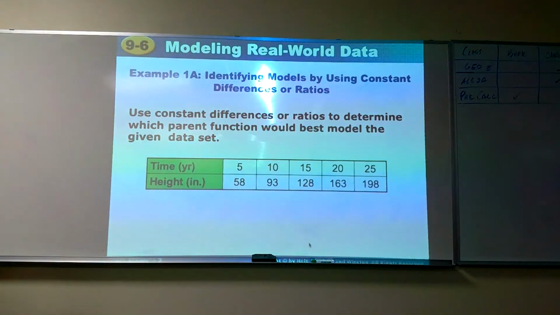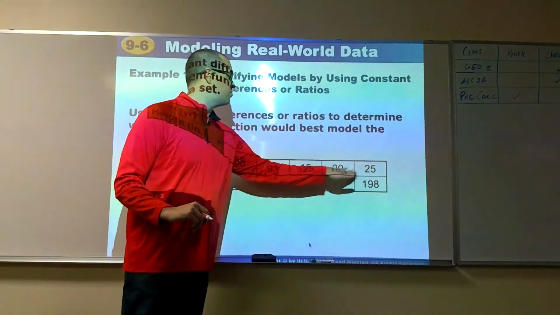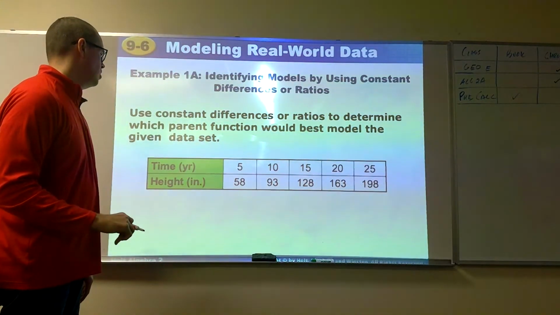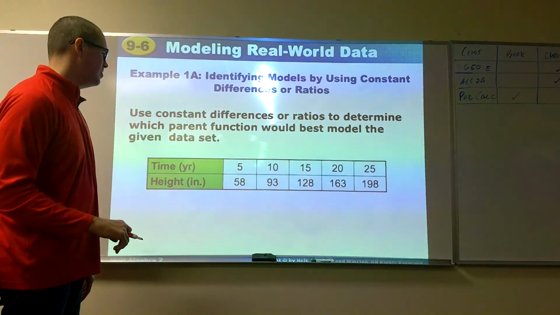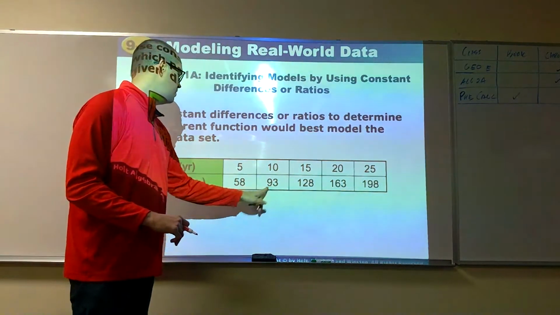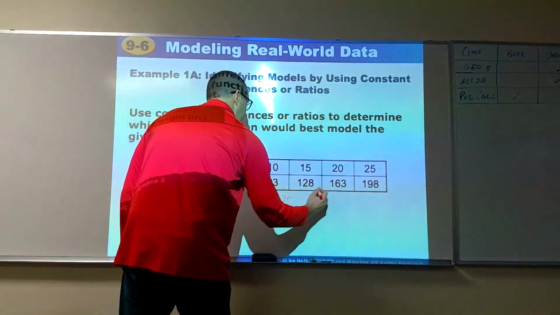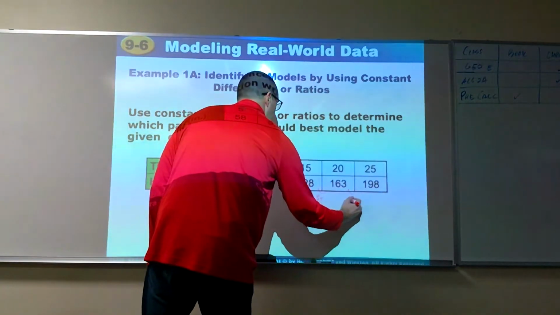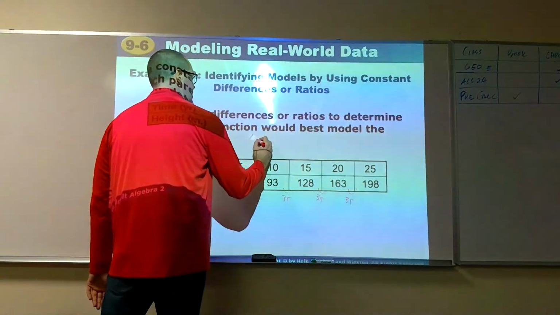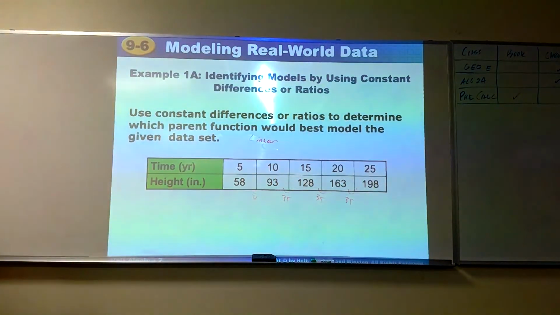So, x values: 5, 10, 15, 20, 25, going up by the same thing. Y values, are they going up by the same thing? Well, let's see here. 35, 35. Yeah, they are going up by the same thing. So constant x values, constant y values, that means it is a linear function.